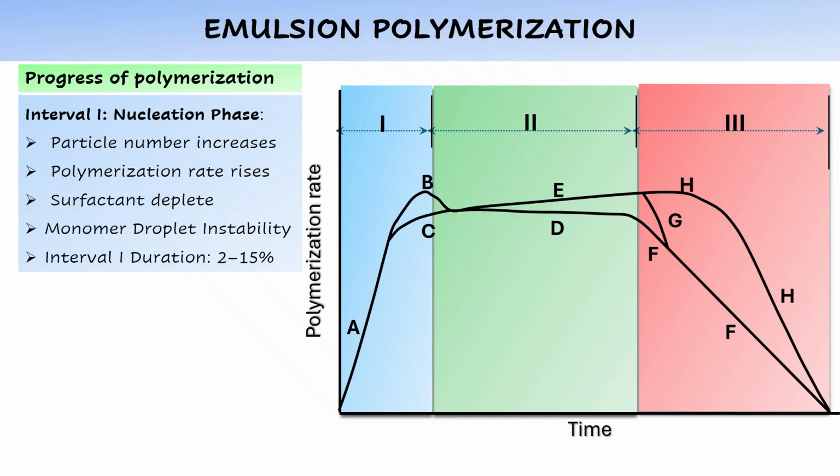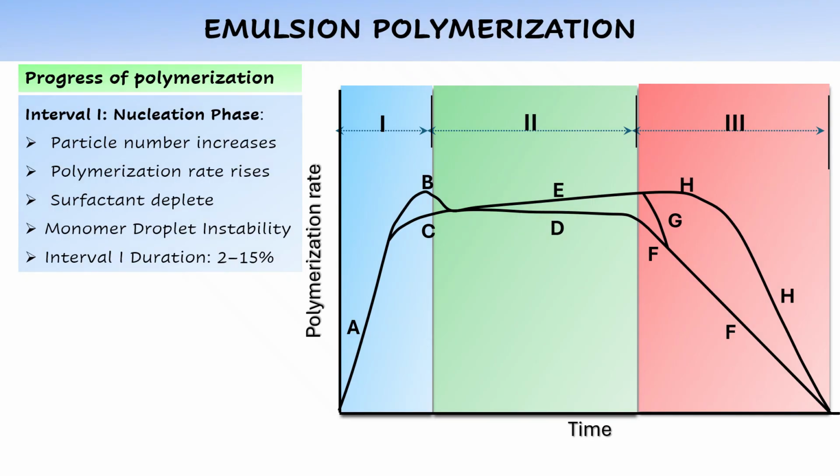During this time, the surfactant is being depleted from the solution as it adsorbs onto all these new particles. This interval is typically short, ending when the surfactant is used up and the final particle count is locked, usually around 2 to 15% conversion.